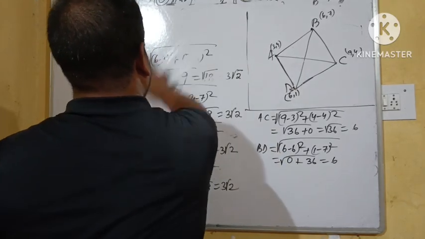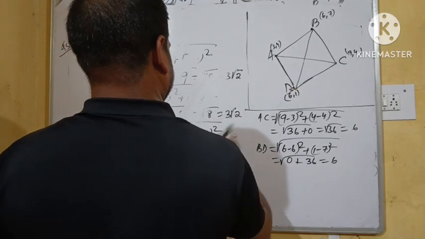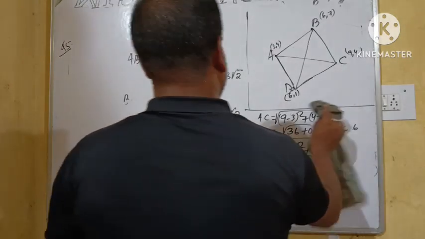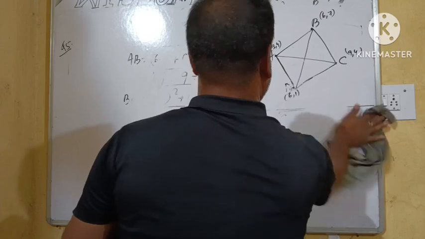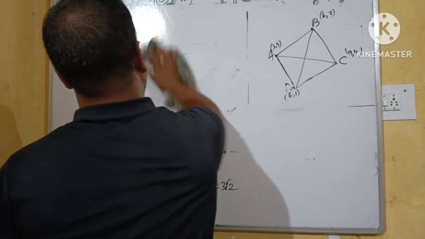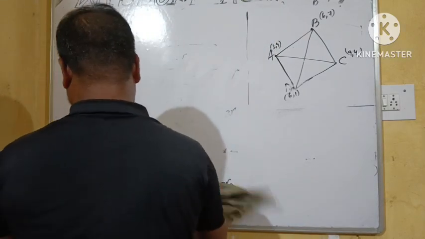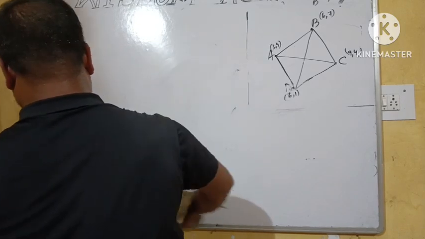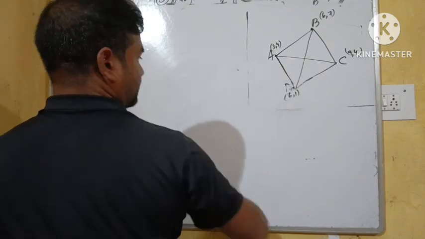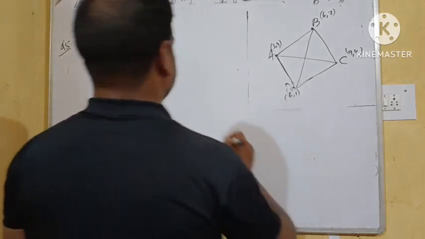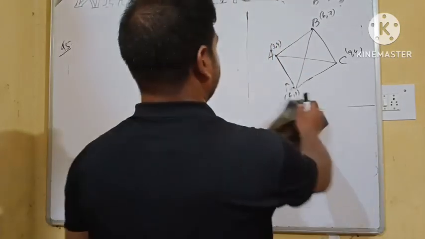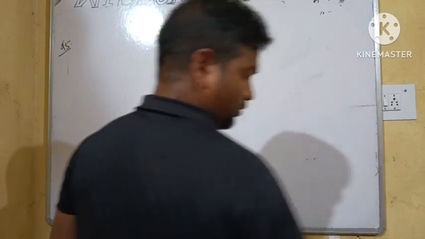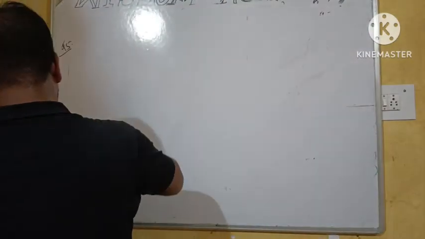It can be observed that all sides of this quadrilateral are equal in length, and also the diagonals are of equal length. Right, so it is a square. Then question number 5.